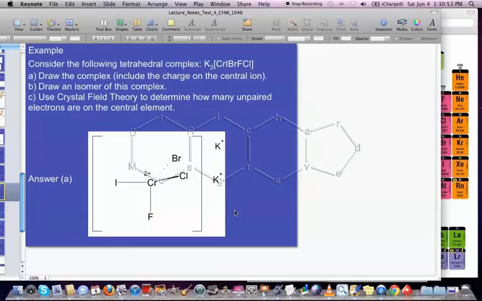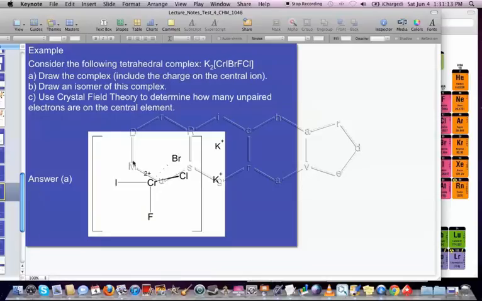Alright, let's look at one more example. We've got a tetrahedral complex now. I know it's tetrahedral because there's 4 things attached to the central metal. We've got an I, a Br, an F, and a Cl. We don't care about the order or how they're connected around the chromium. They're all going to be pretty much the same, whatever we choose here.